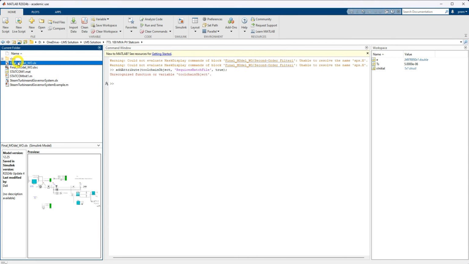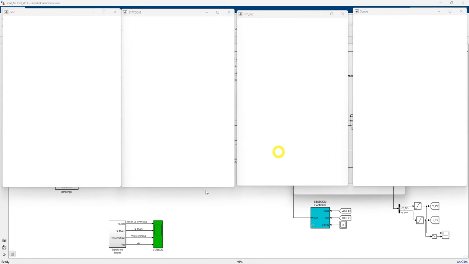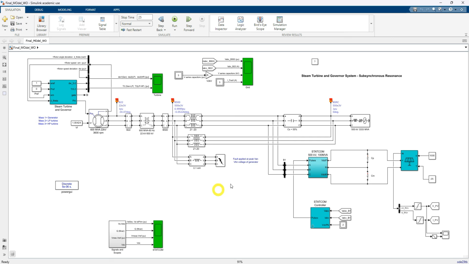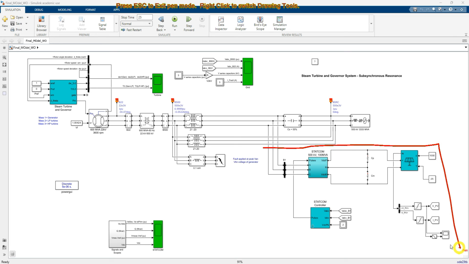So here you see that, the same system. Here we are going to install that STATCOM, PV powered STATCOM. So here we are using PV. PV is almost 100 megawatt, and that is going to be connected to the STATCOM inverter.